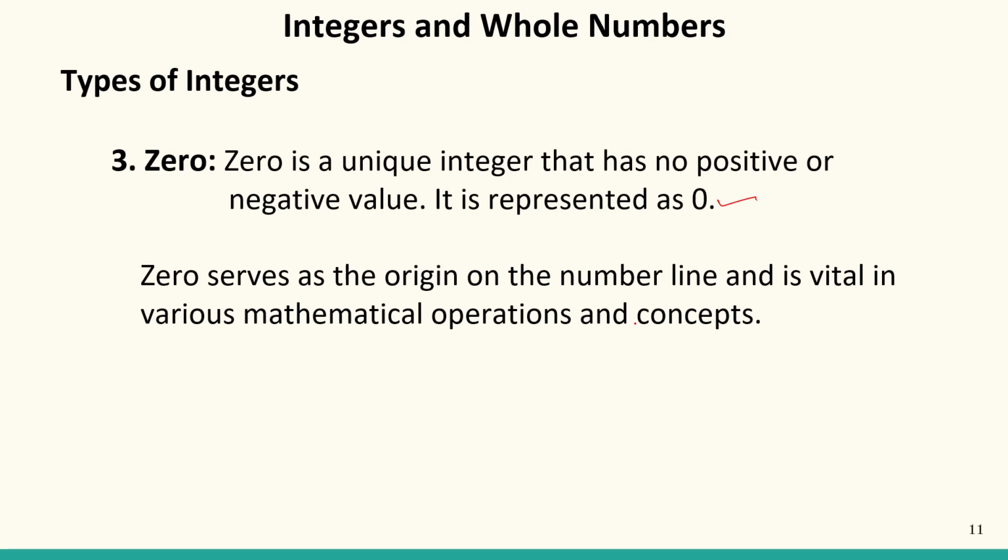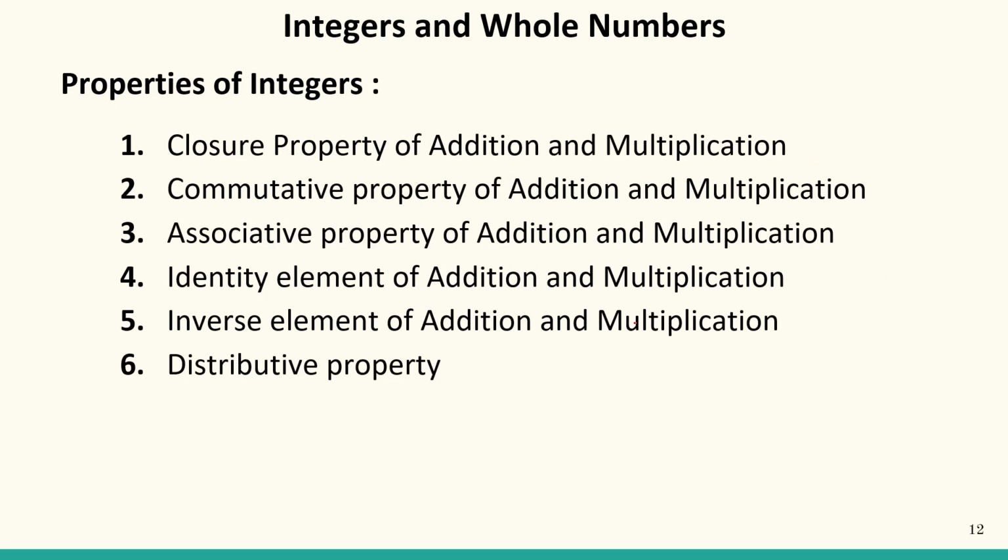So 0 serves as the origin of the natural number line and is vital in various mathematical operations and concepts. So let's explore the properties of integers. What kind of properties do integers possess? There is the closure property of addition and multiplication.